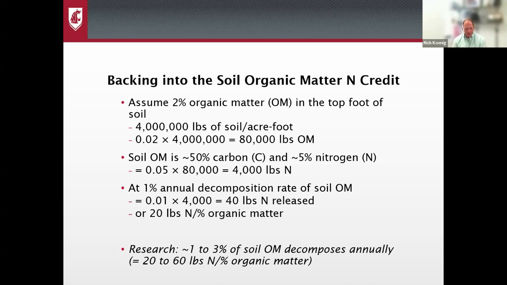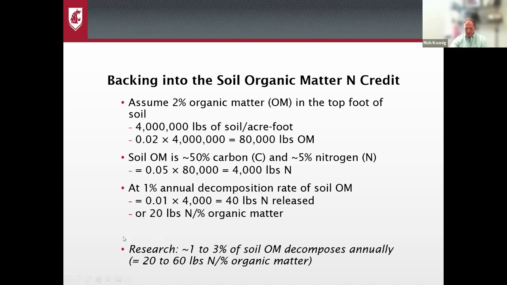Or if we convert that into nitrogen released per percent organic matter, we take 40 divided by 2% organic matter, and that's 20 pounds of nitrogen released per percent organic matter. So we get back to that number used in that prior soil test report.